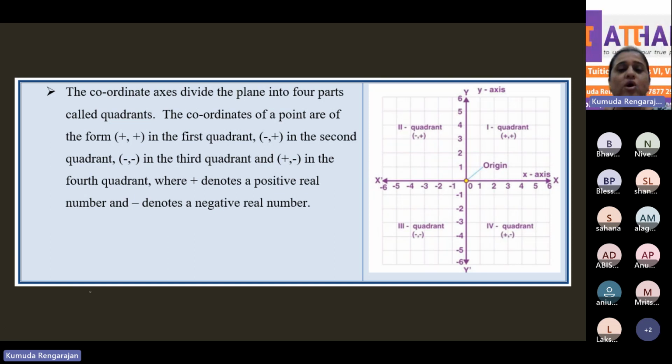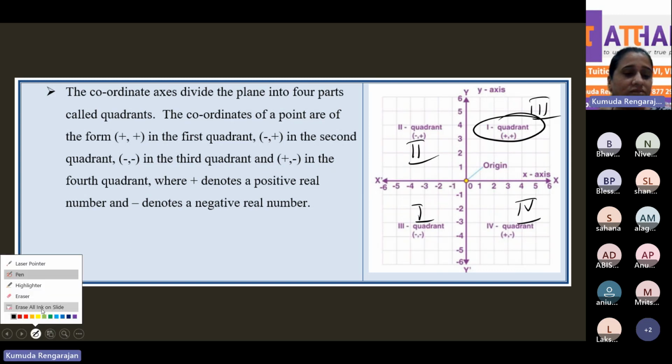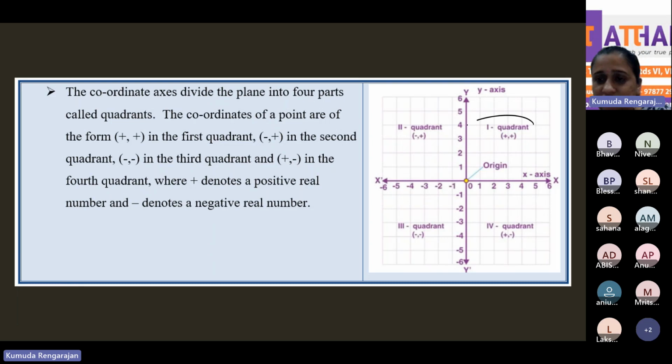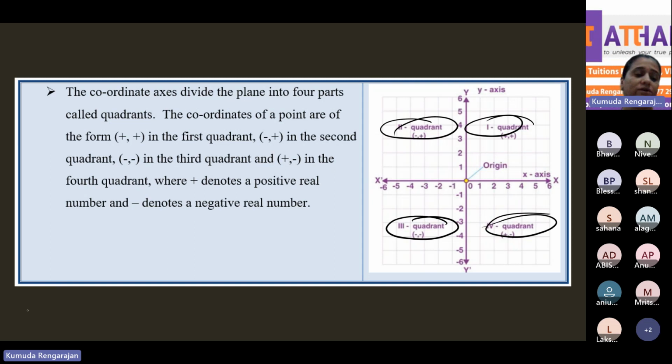We cannot change the order. We cannot say, let me take this as the first quadrant, this one as the second, this as the third, this as the fourth. No, it's not a choice. We don't have a choice there. This is the first quadrant, this is the second quadrant, this is the third quadrant, and this is the fourth quadrant.